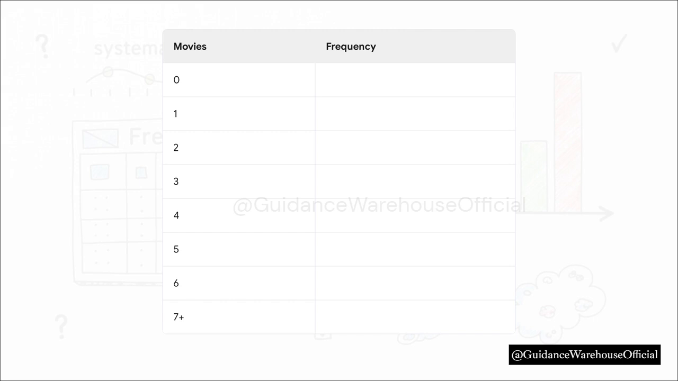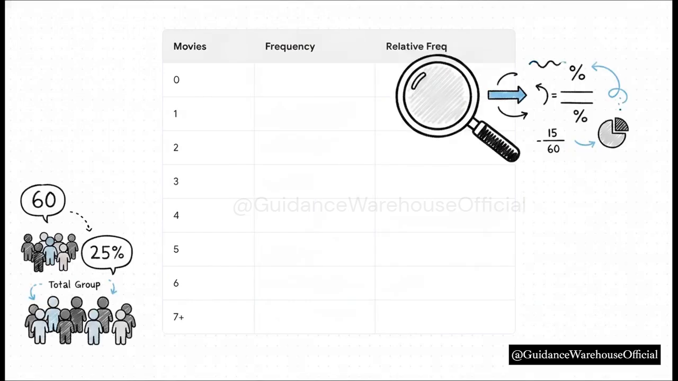The frequency column on the right, that is simply the raw count. It's exactly how many people gave that specific answer. So if 10 people saw 0 movies, the frequency is 10. It is as simple as that. But honestly, a raw count only tells us so much.